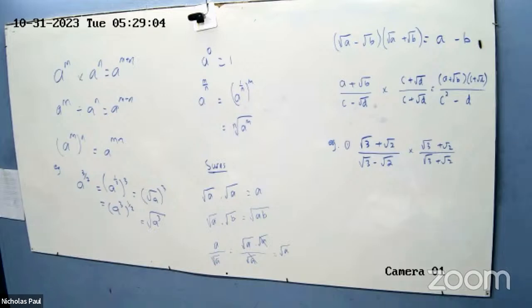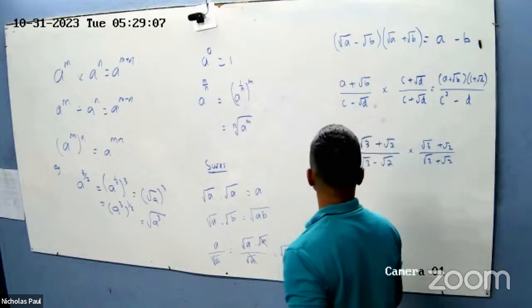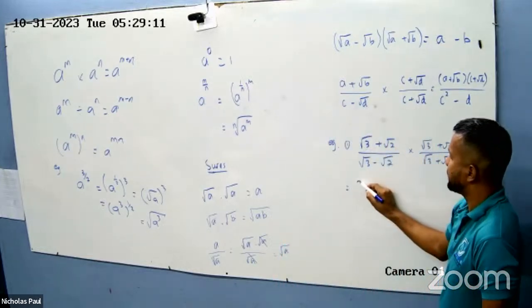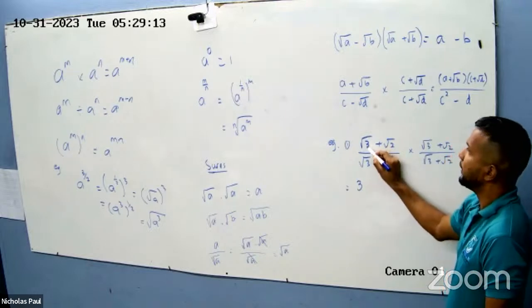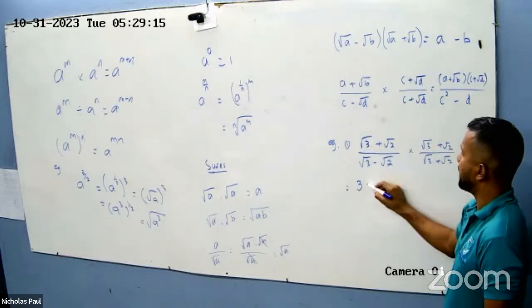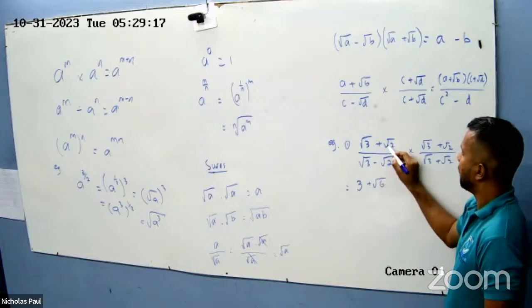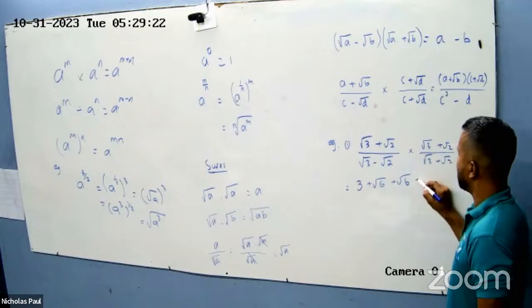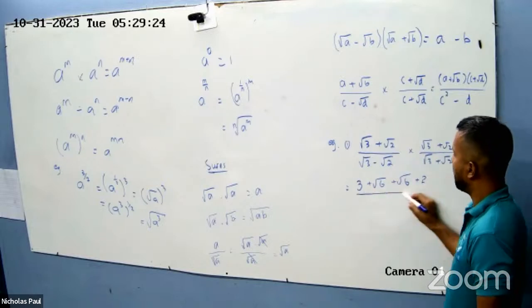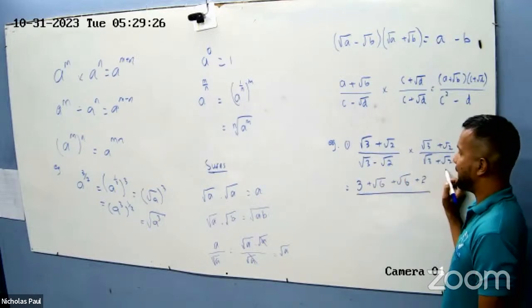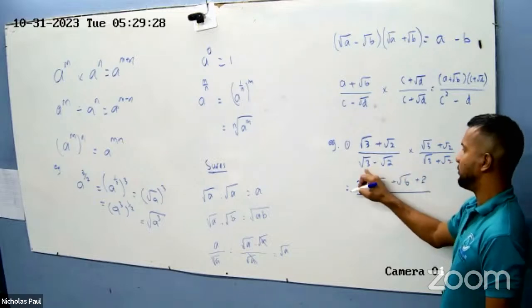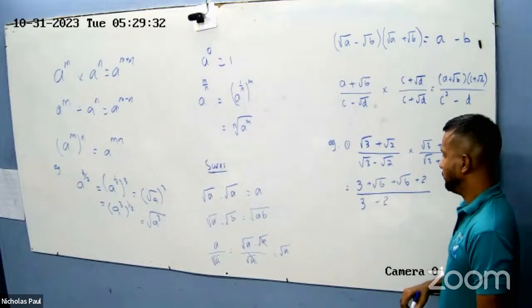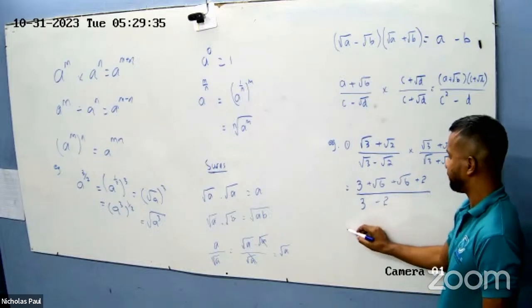Right? Let's see what you got. So you're multiplying root 3 by root 3, that's 3. Root 3 by root 2, that's positive root 6. Root 2 by root 3, that's positive root 6 again. Root 2 by root 2, that's 2. All over... no need to multiply it out. It's a conjugate, so it's root 3 squared, which is 3, root 2 squared, which is 2. So that's over 1, right?